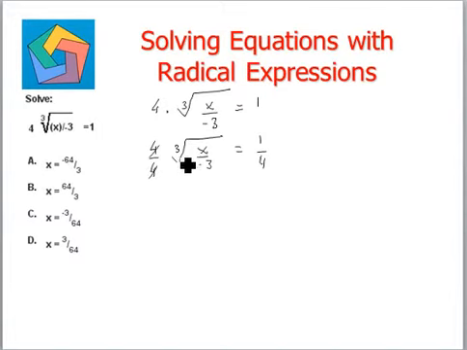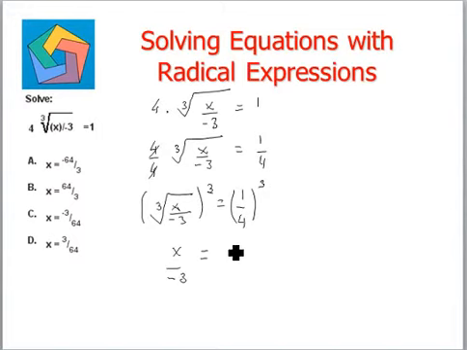Now the index of the root is 3. So we'll be cubing both sides. Cubing means raised to the power 3. Now whenever the radical is raised to the value equal to the index, then the radical disappears. So finally, not to forget, on both sides. So finally we have x divided by negative 3 equals 1 over 64.